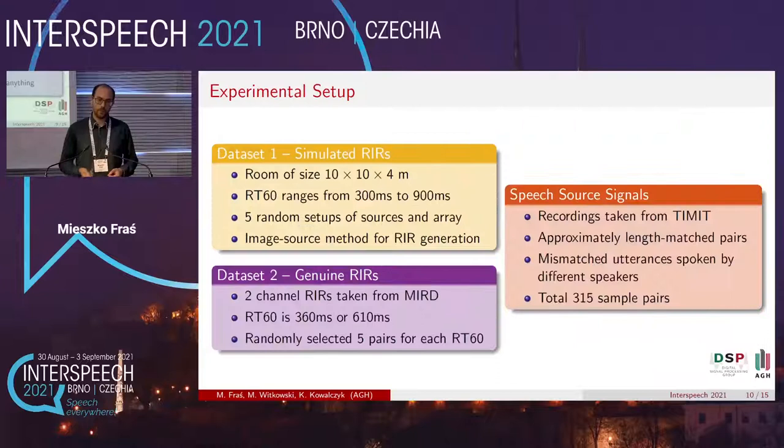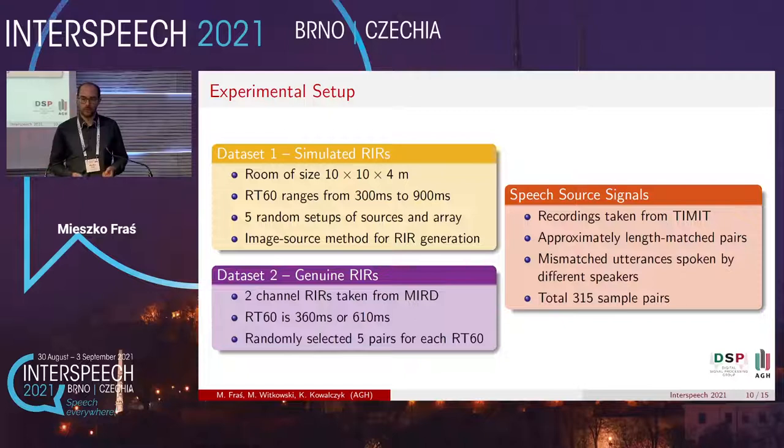So we performed experiments to assess these methods on two datasets. The first was created using simulated impulse responses with reverberation times ranging from 300 to 900 milliseconds. And the second one was created using recorded impulse responses, and the reverberation times were 360 and 610 milliseconds. The clean speech source signals were taken from the TIMIT database, and we mixed them in pairs, so we ended up with a total of 350 sample pairs for each of the reverberation times.